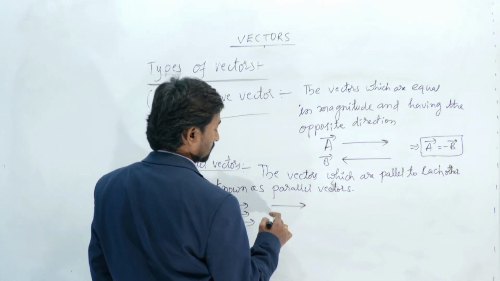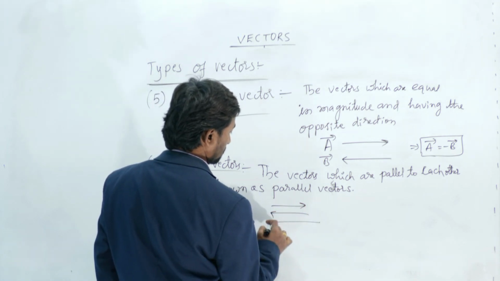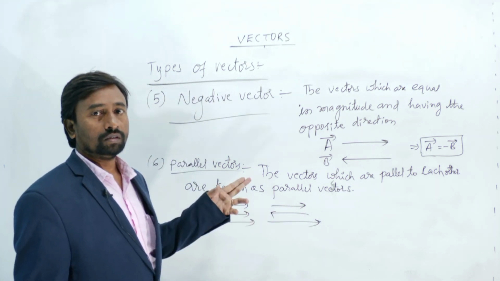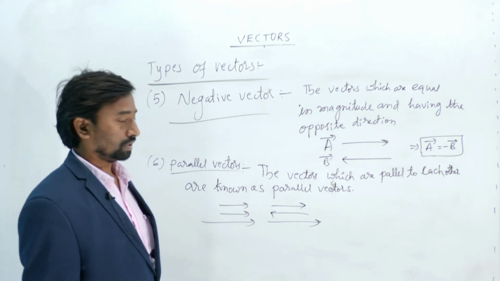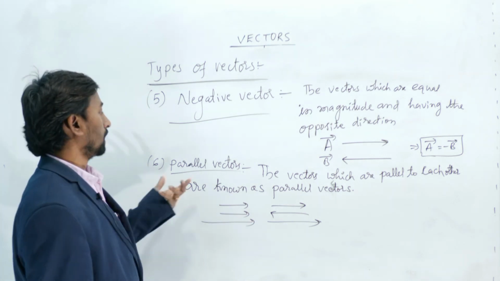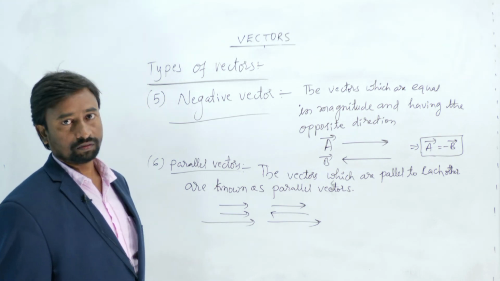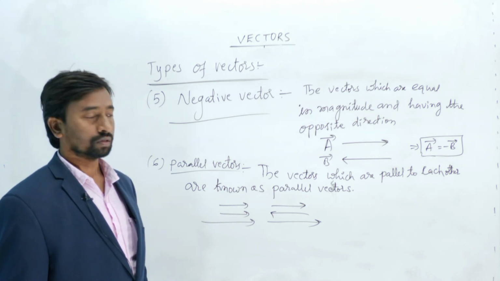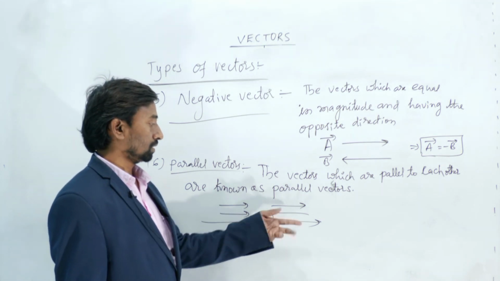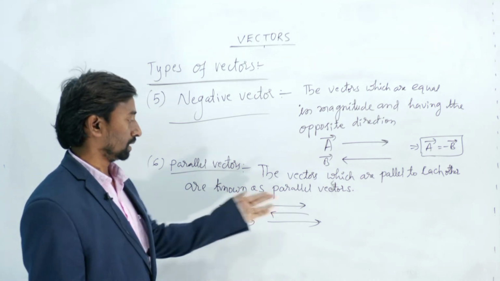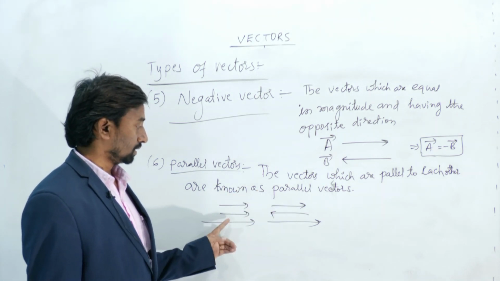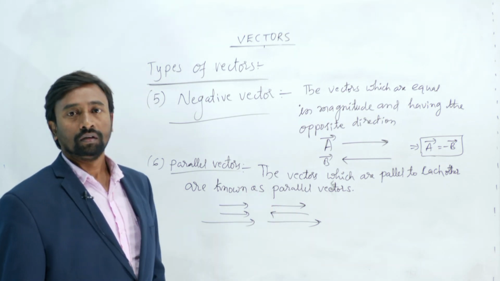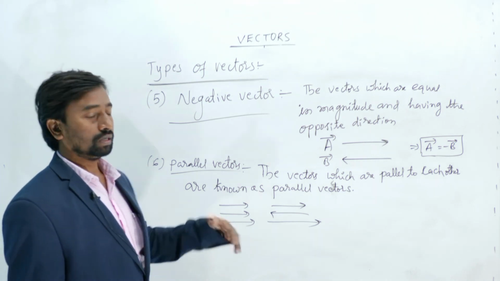Suppose the vector is like this, another vector is in the opposite direction, and another vector is in this direction. The magnitude may be different and the direction also may be different, but they should be parallel to each other. Those vectors are known as parallel vectors. Now the angle between parallel vectors will be 0 if they are in the same direction, or if they are in opposite directions, the angle will be 180 degrees.